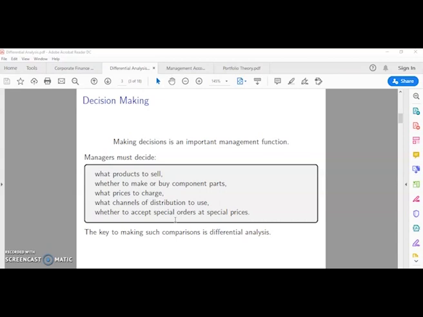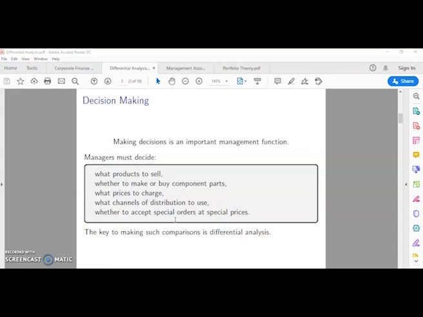For example, they need to make decision what products to sell. So there are different products, and if you remember, in terms of even mixed sale, we had different products in some companies that they have to make their decisions how many percentage should be allocated for each product. So this can be one of the decisions that manager should take regarding how many and which product should be sold.